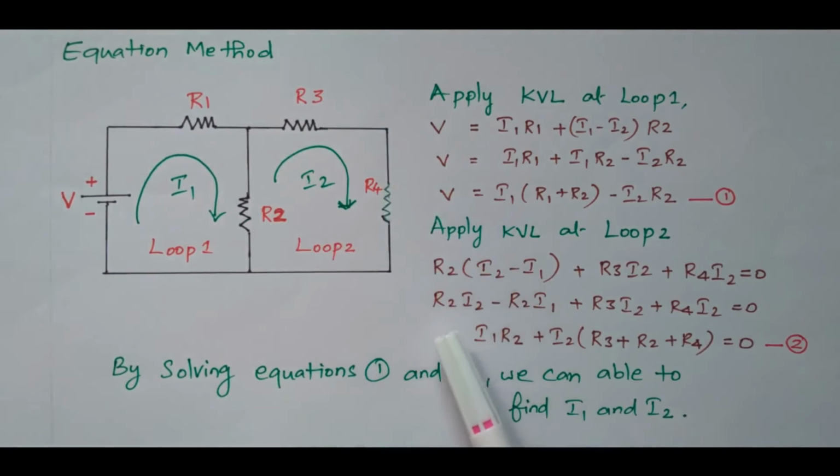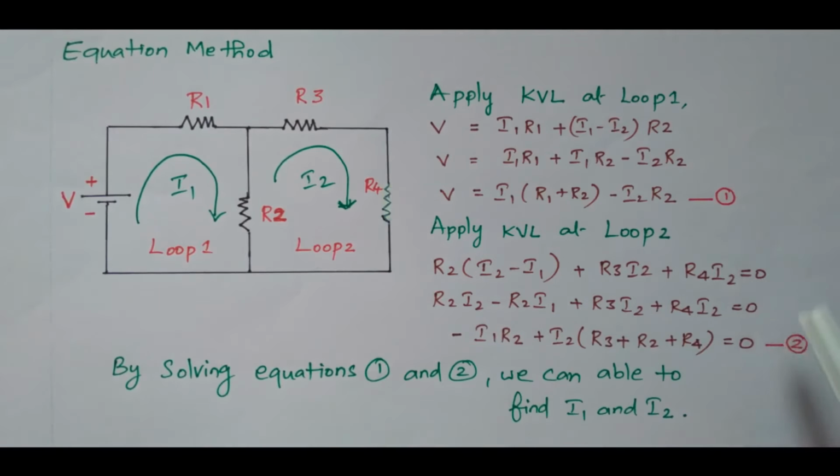Now we'll go for the simplification. R2 multiplied inside: R2 I2 minus R2 I1 plus R3 I2 plus R4 I2 equals 0. So the I1 term is minus I1 R2. In all the remaining terms I2 is common, we take I2 outside. So I2 into (R2 plus R3 plus R4) equals 0. This term is related to I1, this term is related to I2. We take this as equation number 2.